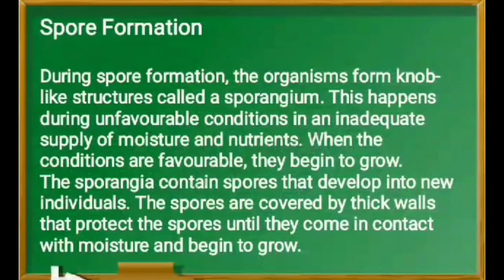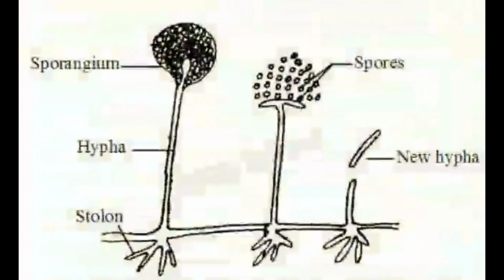Spore formation. During spore formation, the organisms form knob-like structures called sporangia. This happens during unfavorable conditions, such as an inadequate supply of moisture and nutrients. When the conditions are favorable, they begin to grow. The sporangia contain spores that develop into new individuals. The spores are covered by thick walls that protect them until they come in contact with moisture and begin to grow.